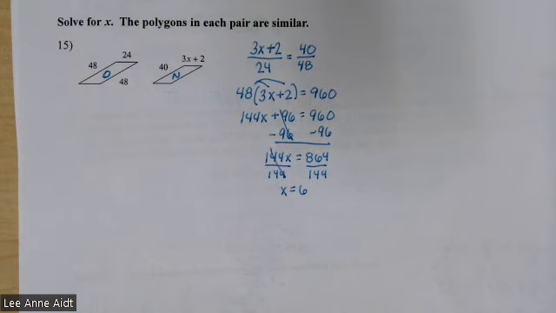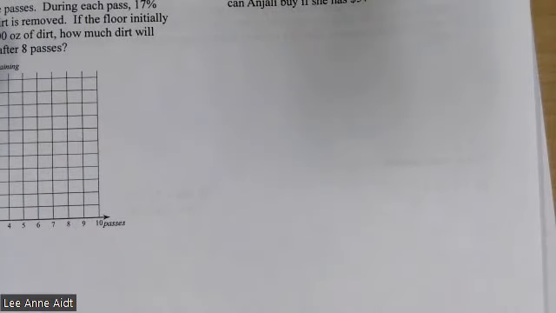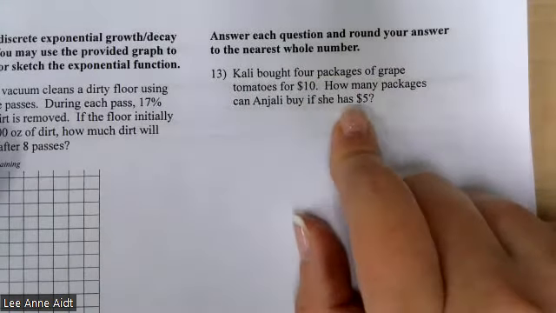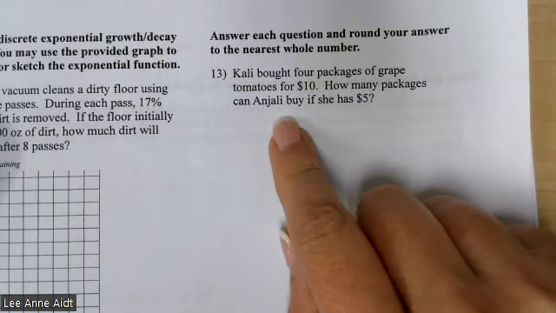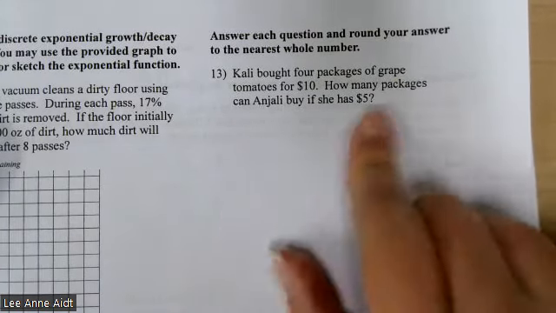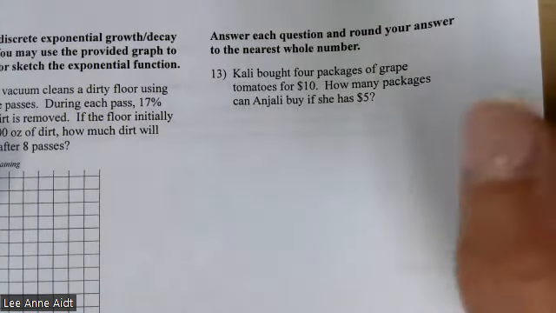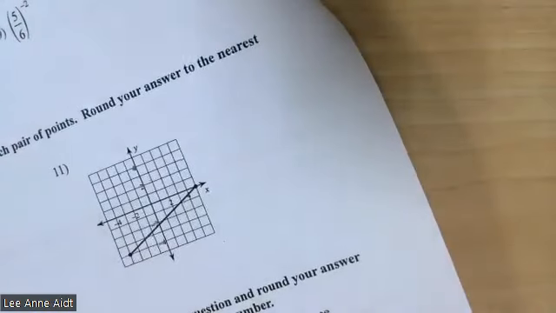Writing and solving a proportion word problem. This was not on our review notes, but it's like, Callie bought 4 packages of grape tomatoes for $10. How many packages can she buy if she has $5? You do like 4 over 10 equals x over 5 and then cross multiply. It's the same thing as the triangle proportion one. It's just a word problem. I think we had that on the last test, actually. Okay, back to this.